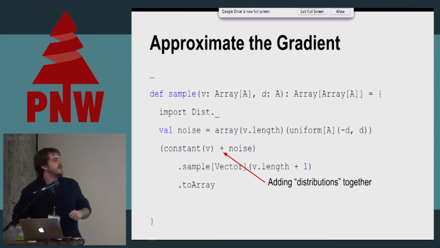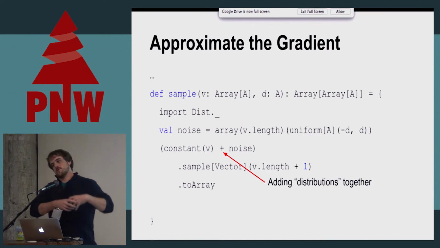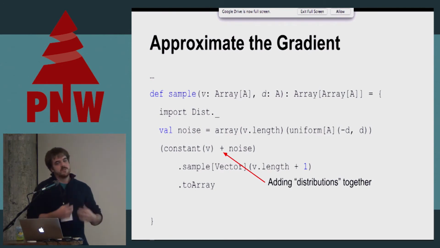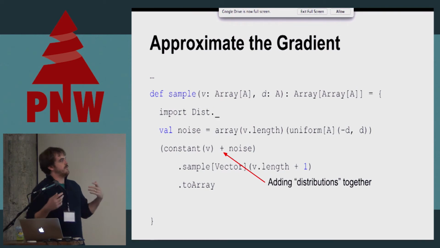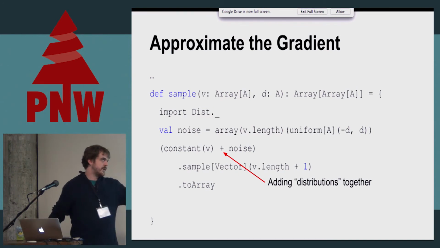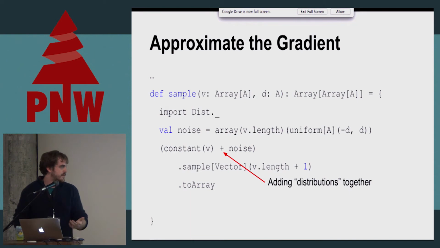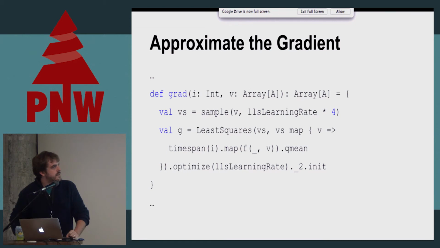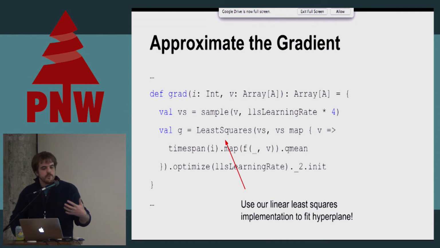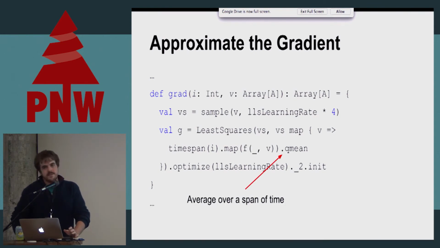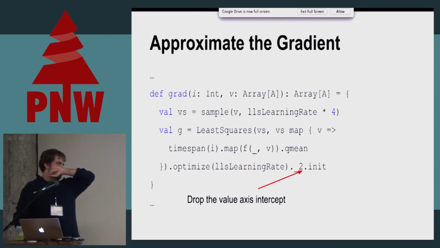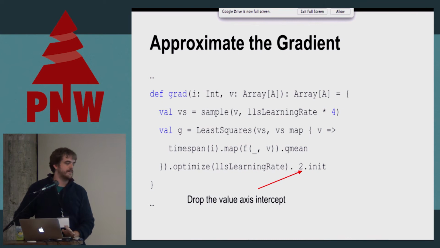What's kind of cool here though is that the distribution will take on the same structure as the type the distribution is of. Because we have a distribution of arrays of A's, and arrays of A's are a vector space, so is a distribution of arrays of A's. So we can just add them together. We can take a constant, add some noise, and then sample that to get our sample. For the gradient, you can see here, we just do a sample, then we use the least squares implementation we just made, and we take the values, average them over the span of time for each sample, and then optimize on that. For the actual gradient, we don't need the last intercept. It's completely irrelevant, so we just drop it.